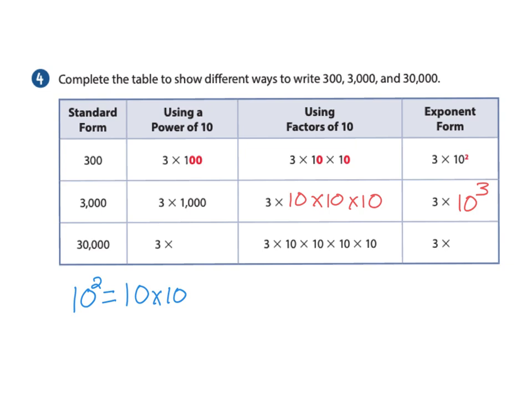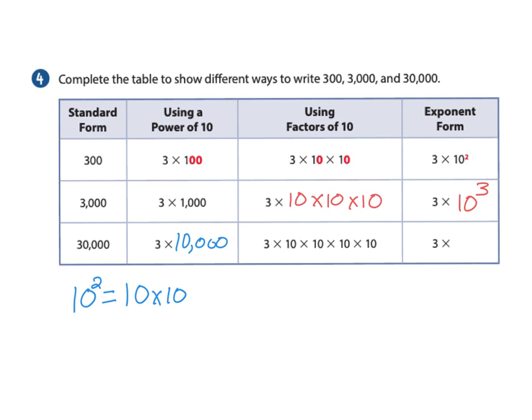This final row is a little bit different. It wants to know what number should go here. We have the 3. This 3 is in the 10,000s place here. So it needs to be 10,000.